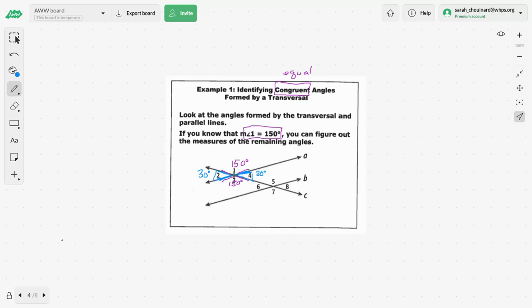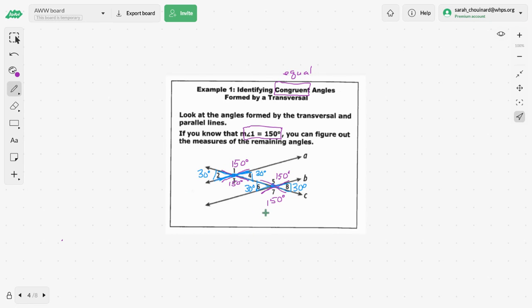But what I'm noticing is if I were to pick up line A and place it right on top of line B, angles 1, 2, 3, and 4 would line up perfectly with angles 5, 6, 7, and 8. So what that means is angle 6 and angle 8 are also bow tie angles of 30 degrees, vertical angles. And angles 5 and 7 are another set of bow tie angles, matching with the purple ones, 1 and 3. So they must also be 150 degrees as well.